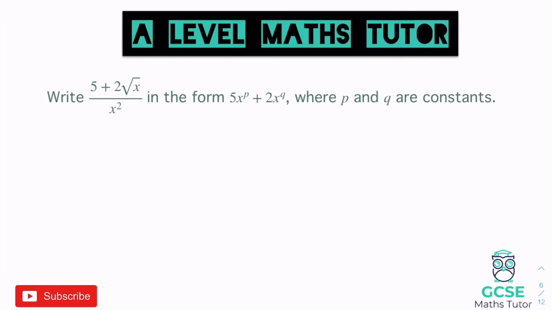Okay, so this one here is probably the nastiest looking one out of the bunch. It says, write 5 plus 2 root x all over x squared in the form 5x to the power of p plus 2x to the power of q, where p and q are constants.